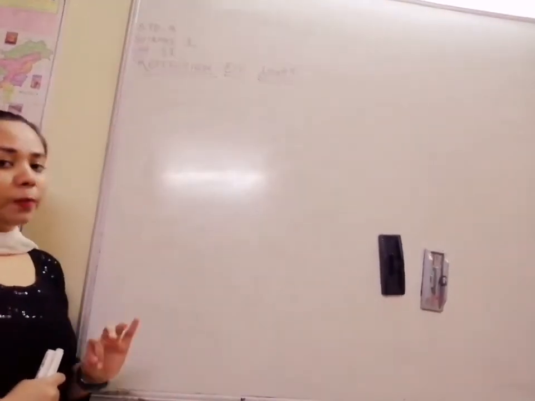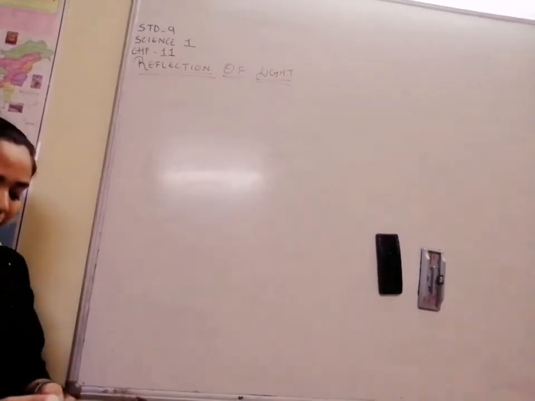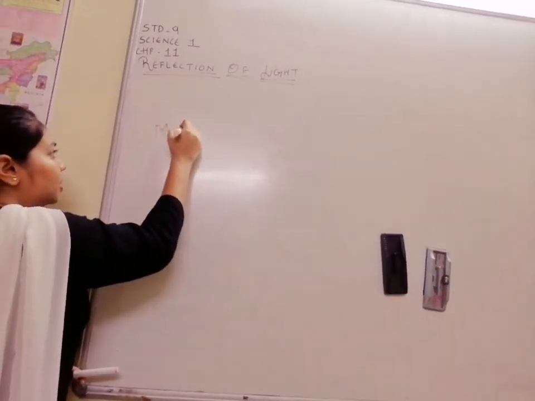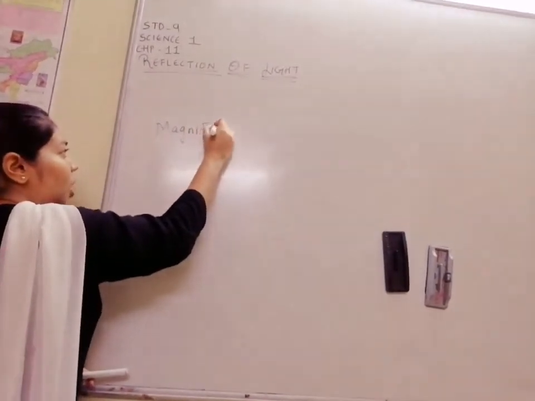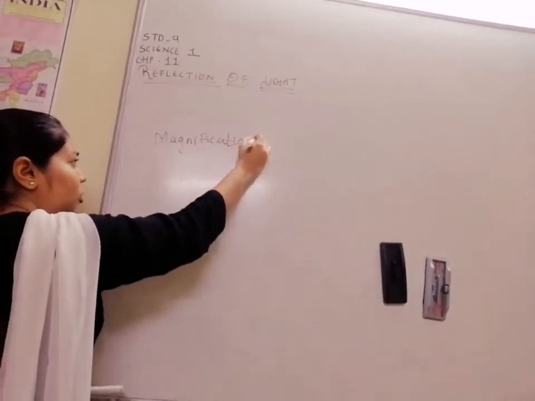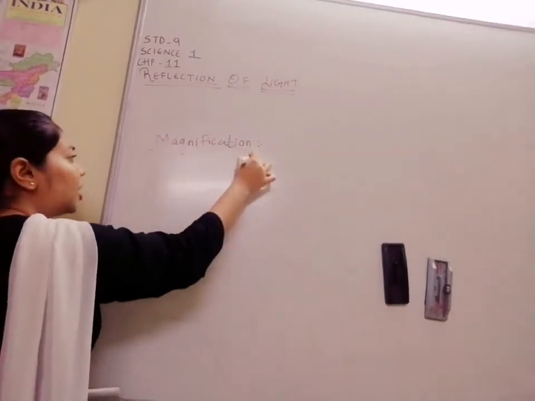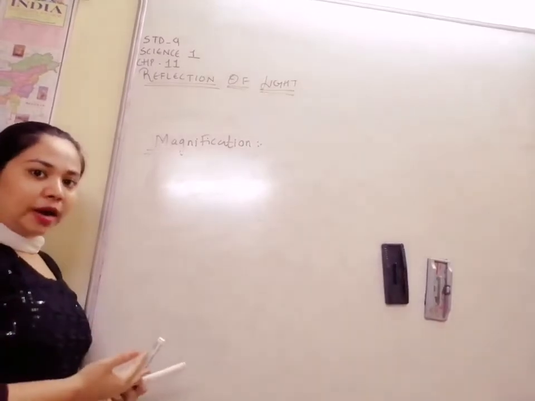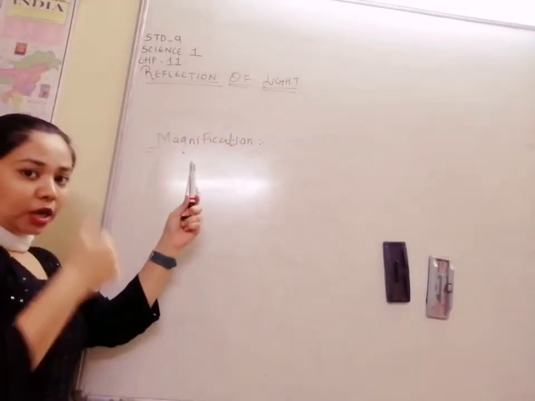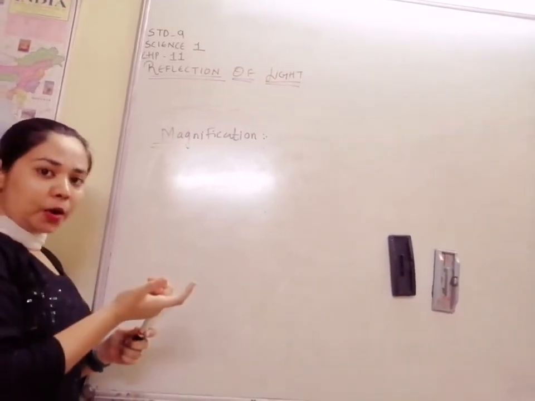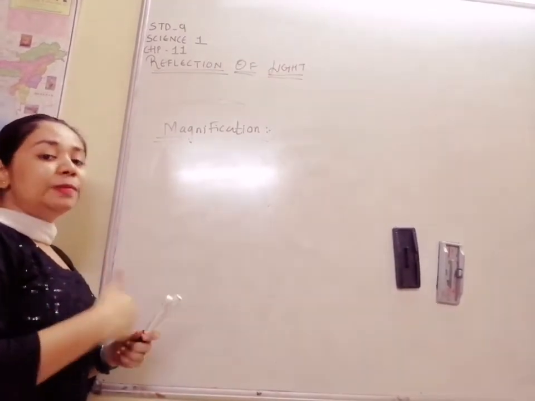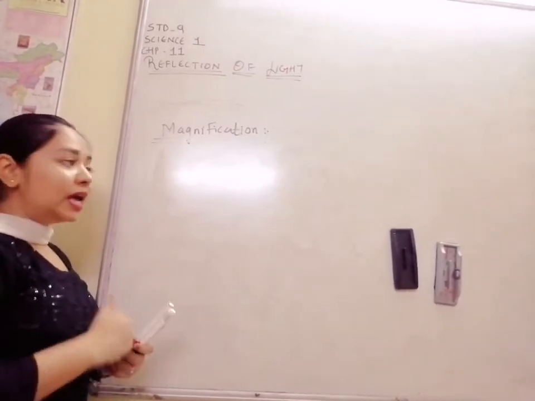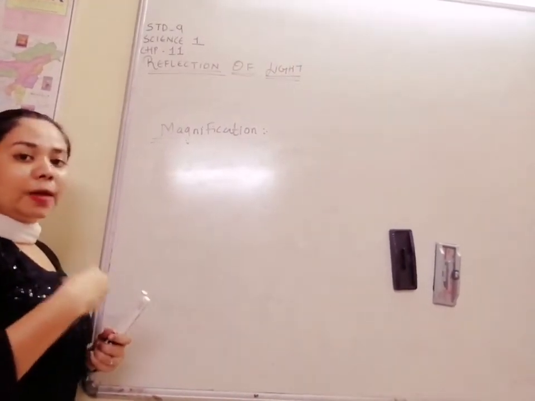1 upon v plus 1 upon u is equal to 1 upon f. Now there is one more formula, that is magnification. It is used to check whether the image formed is magnified or diminished, whether it is bigger or smaller than the object. If magnification is a whole number, that means the image has been magnified, and if it is in decimal or fraction form, that means the image formed is a diminished image.